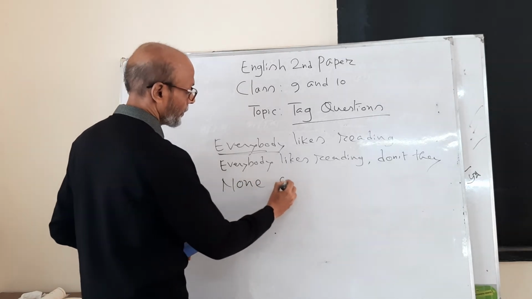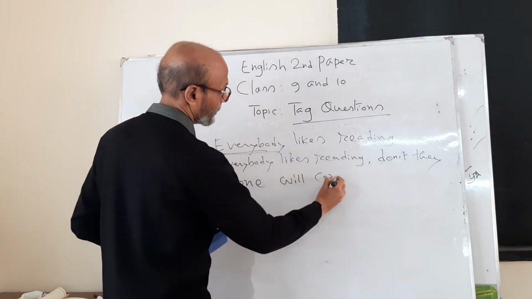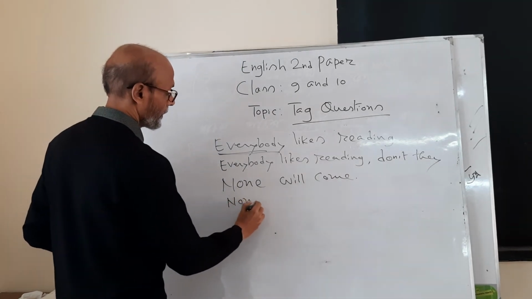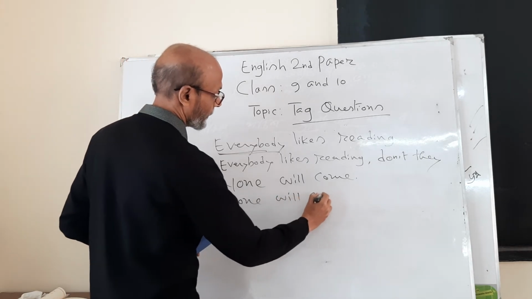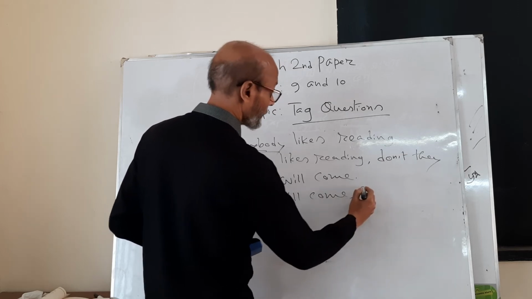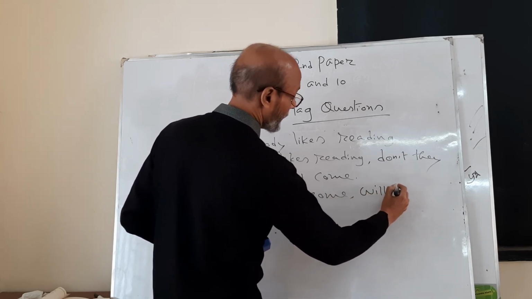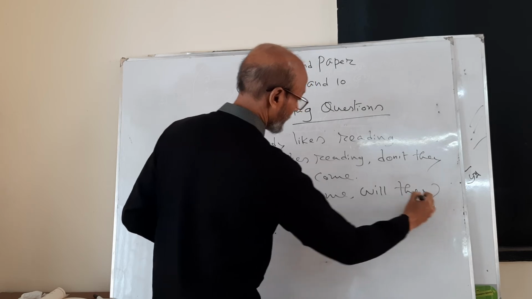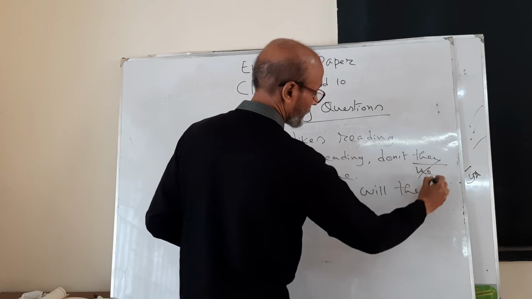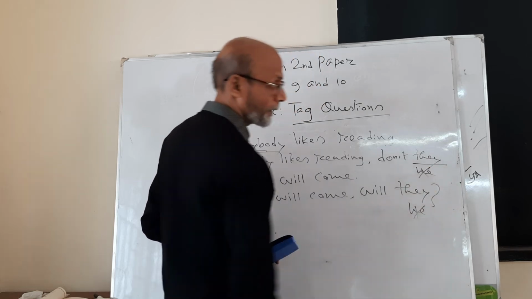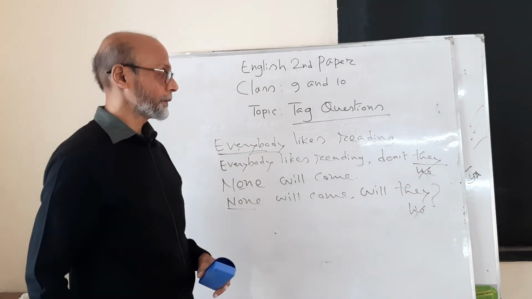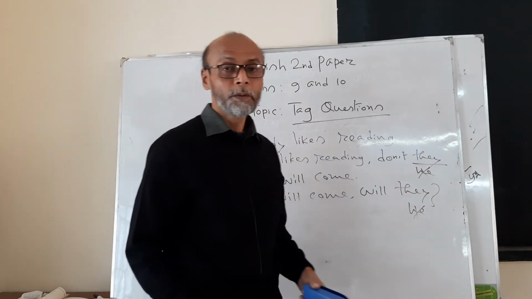In the case, "None will come." This is negative, so you have to write "will they," not "he." Remember here, you should not write "he." It's wrong. Though we use third person singular, change it into plural form.